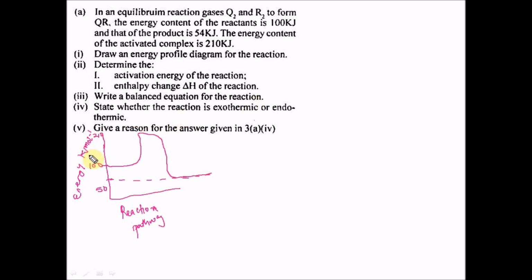So let's write our reactant. Here is Q2 and R2. Q2 is reacting with R2. Our product here is 2QR. When you write the equation of the reaction, you will see Q2 reacting with R2, we get 2QR. This is our activated complex here, up here. This is where it peaks. So this is our energy profile for this. Okay, so that's number 1.